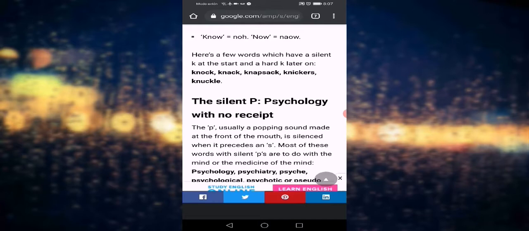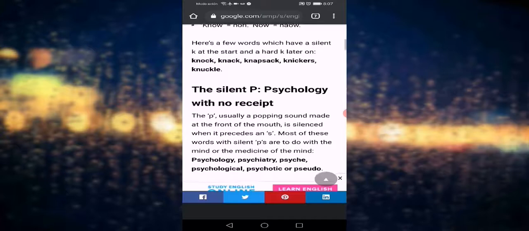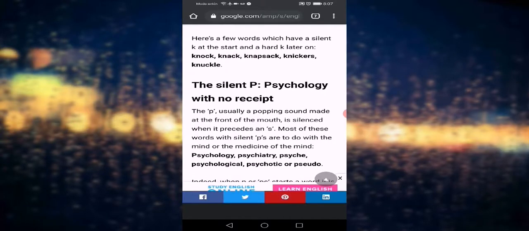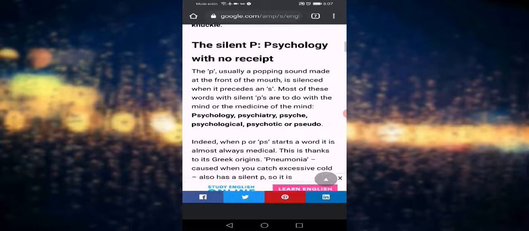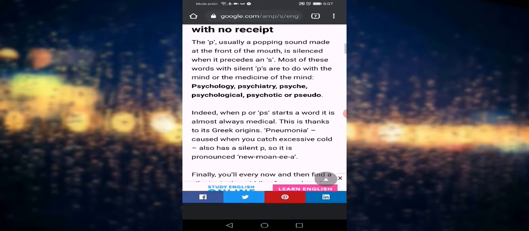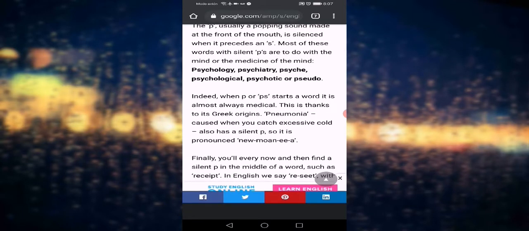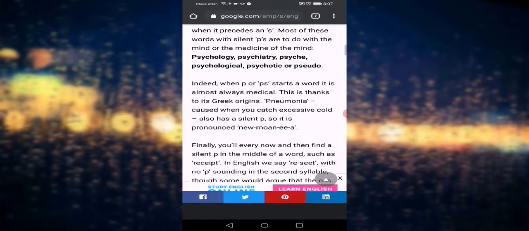The second silent letter is P. The P, usually a popping sound made at the front of the mouth, is silenced when it precedes an S. Most of these words with silent P's are to do with the mind or the medicine of the mind. Indeed, when P-S or P-N starts a word, it is almost always medical. This is thanks to its Greek origins, like pneumonia, that it is caused when you catch excessive cold. Also has a silent P, so it is pronounced pneumonia.